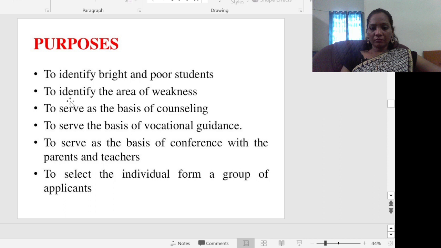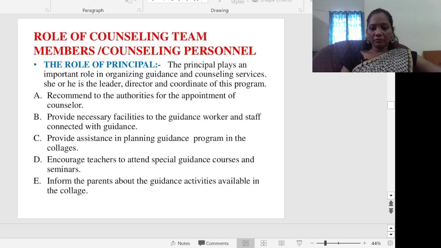So what is the main purpose of a psychological test? Analyzing the individual's interests, ideas, thoughts, and perceptions. The main thing is to identify bright and poor students. When you see intelligence, you can understand whether they are bright or poor students, and identify areas of weakness. It also serves as a basis of counseling, a basis of vocational guidance, a basis of conference with parents and teachers, and to select individuals from a group of applicants. So this is about the purposes of the psychological test.